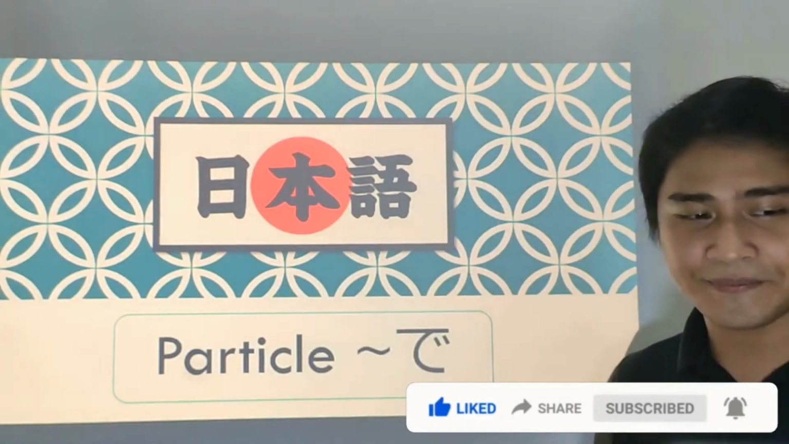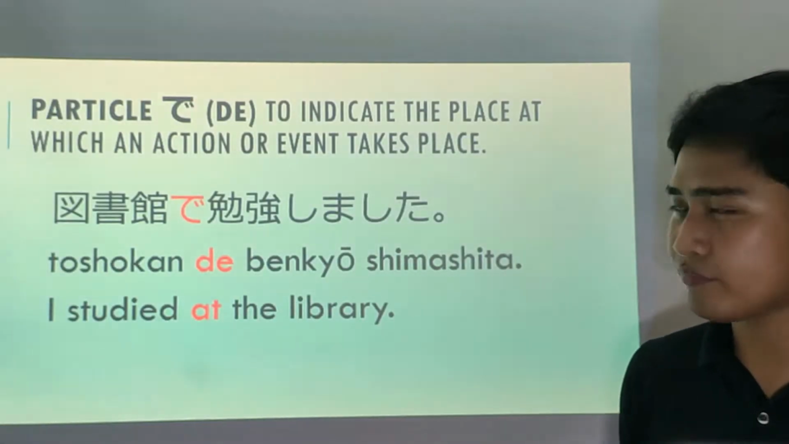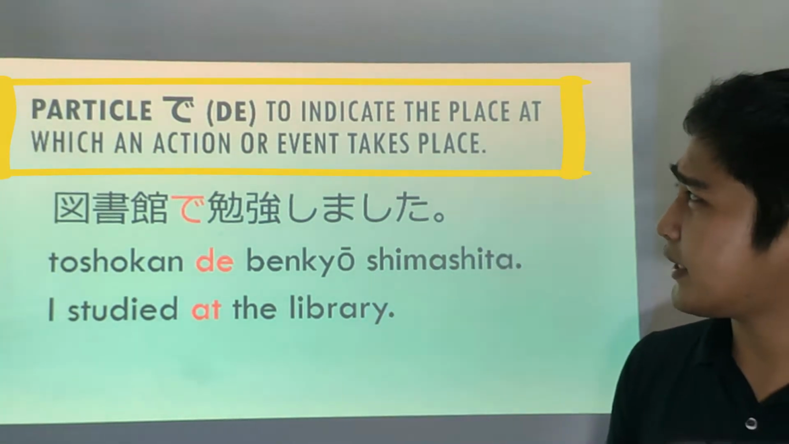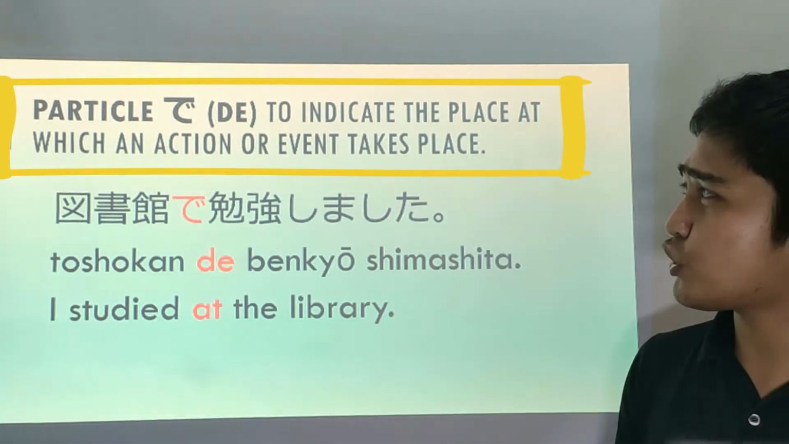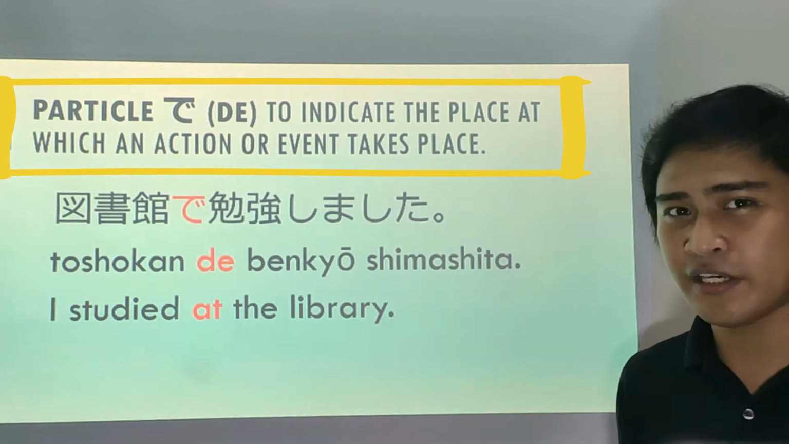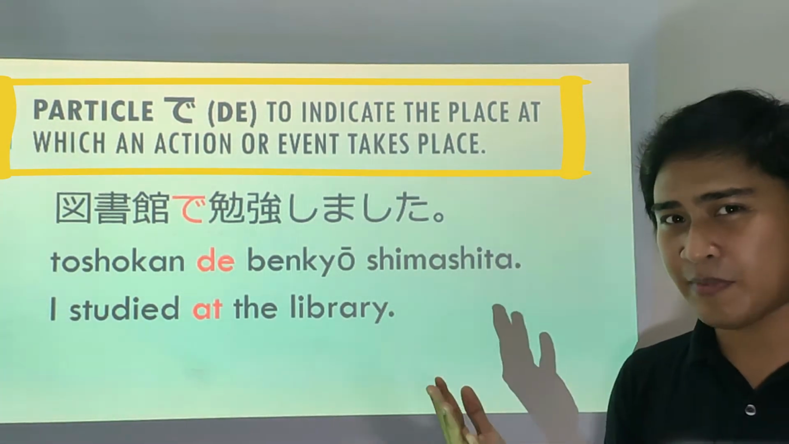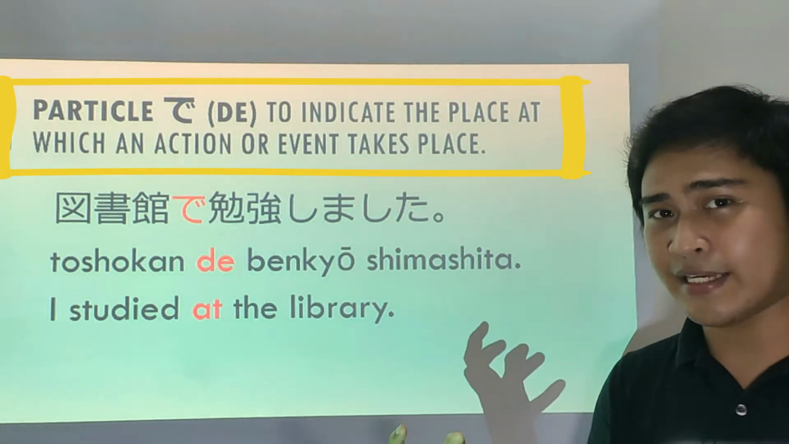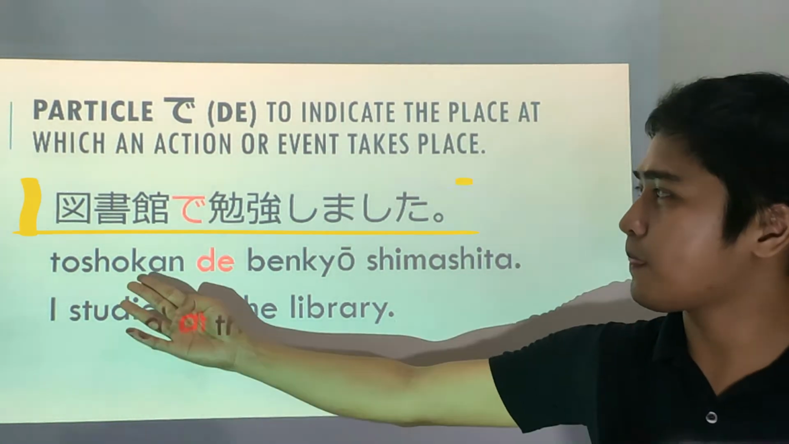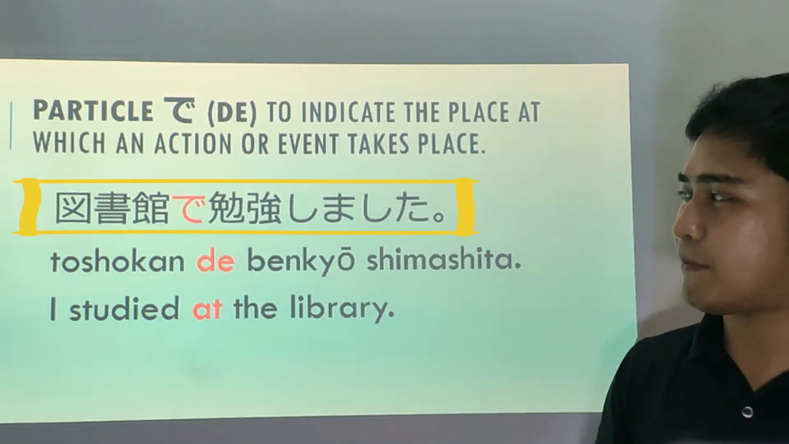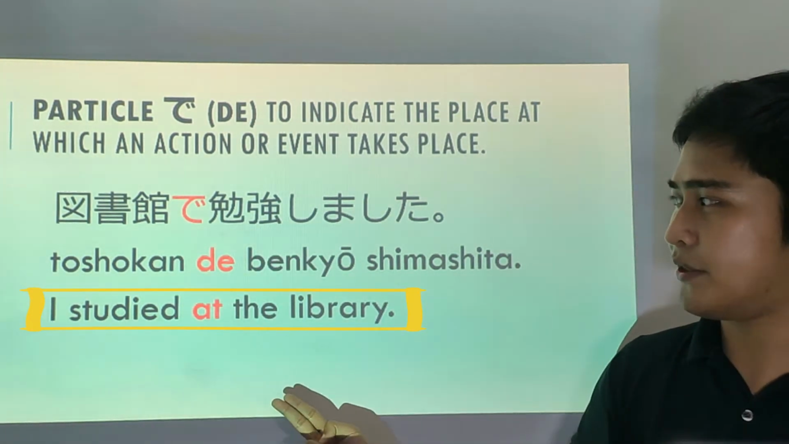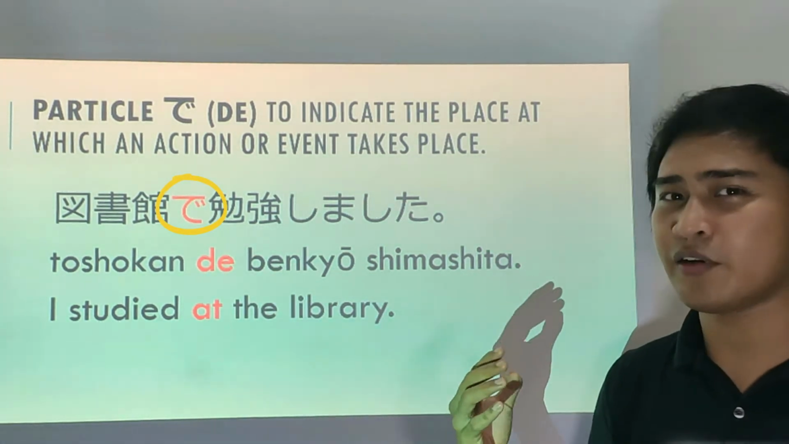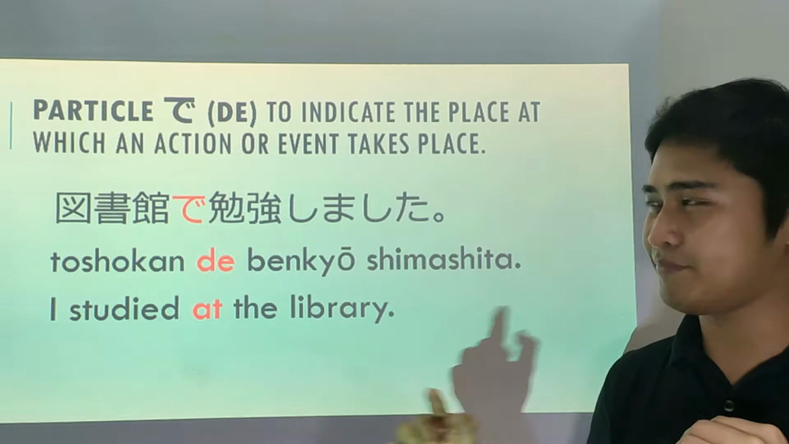Okay, simulan na natin. Yung unang gamit ng particle de: to indicate the place at which an action or event takes place. Ito yung unang na-discuss natin sa mga nakaraan nating video, kung saan ginagawa yung isang bagay. For example, Toshokan de benkyou shimashita. I studied at the library. Particle de, so yung gagawin yung isang bagay, place de, yun siya.